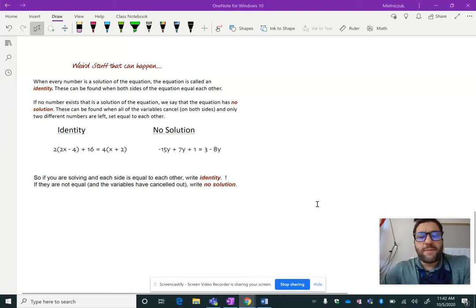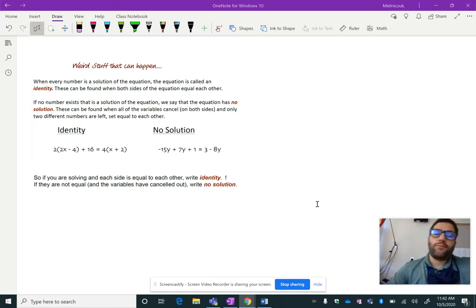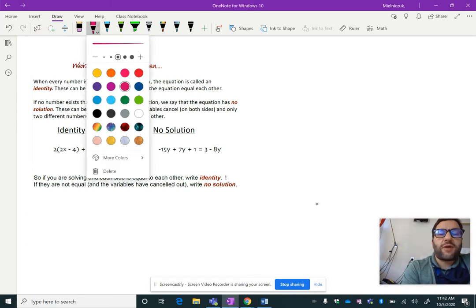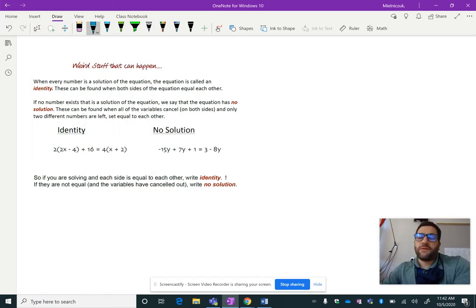All right, so we've been spending the past little over a week, probably by now, solving different types of equations. We've tried one step, we've tried two step, we've tried multi step, we've had combining like terms, we've had the distributive property. All different types of examples have been thrown at you. But sometimes weird stuff can happen. So here's the weird stuff that can happen.